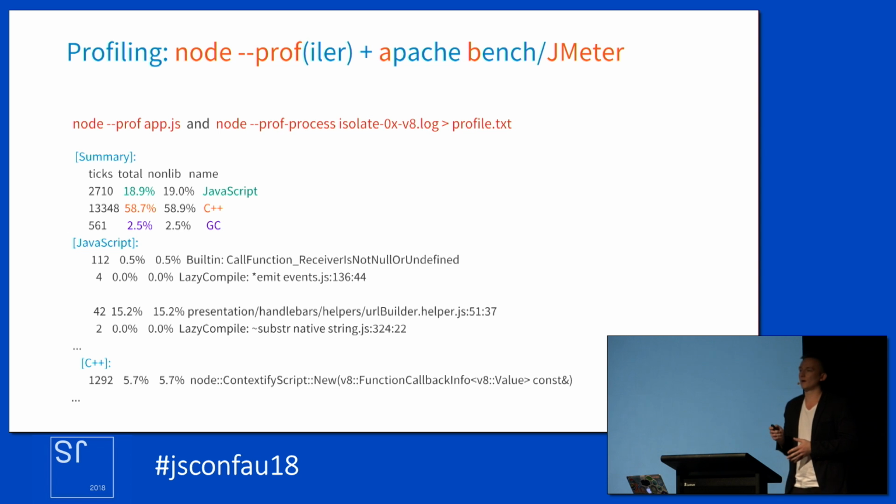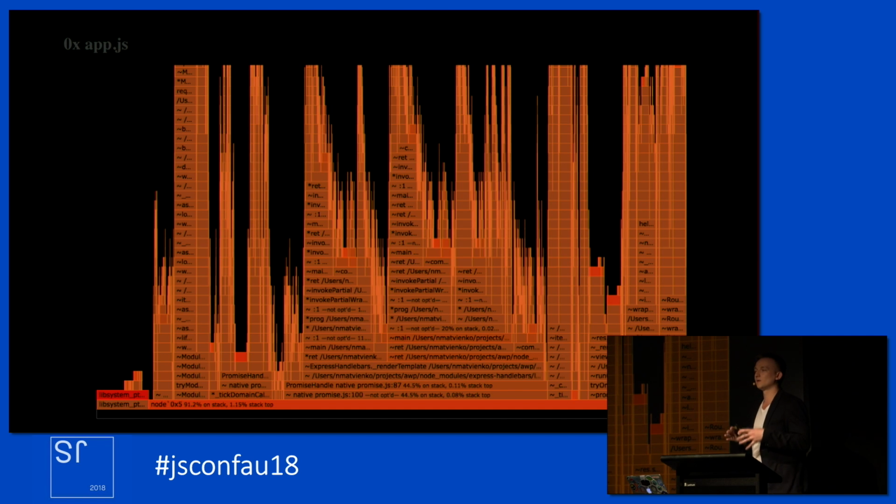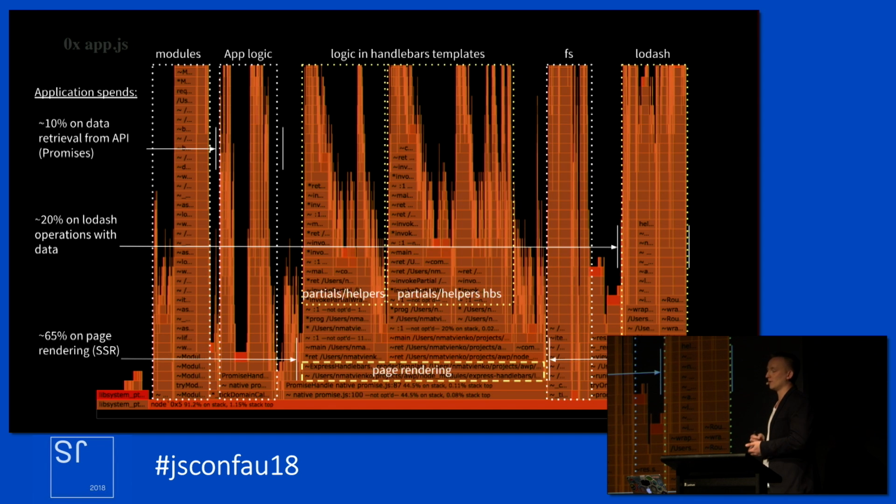But there is a good graphical representation of profiled traced stacks. It's called a flame graph. The main idea is to find the widest block, because the wider the block is, the more often it was present during sampling in the CPU, so the longer it was performed. On a high-level overview, we can find that the application spends 10% on retrieving data from the API, 20% on lodash operations with that data, and the longest block is server-side page rendering. It's about 65% of the time.